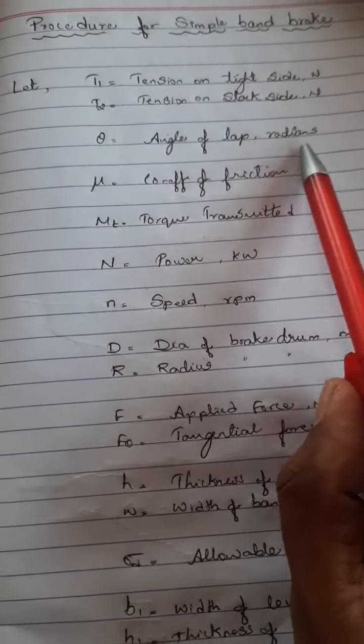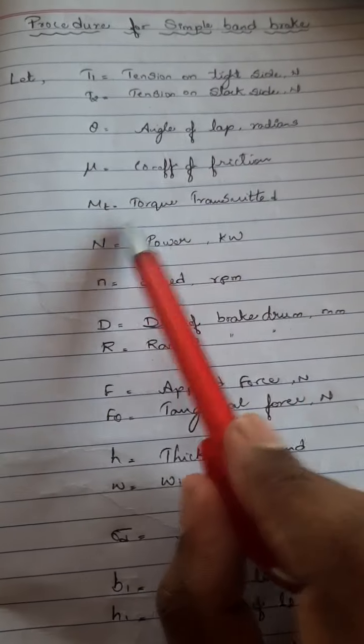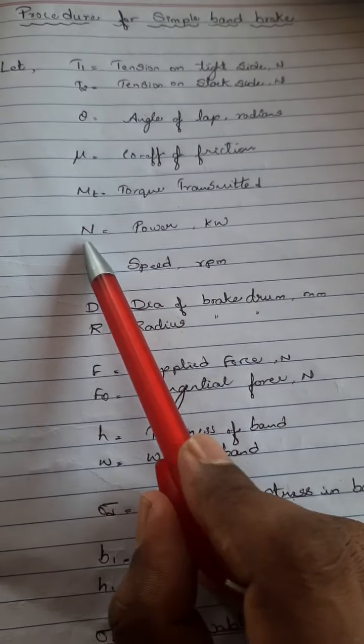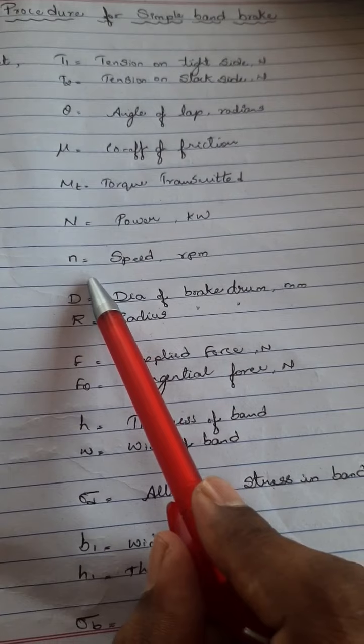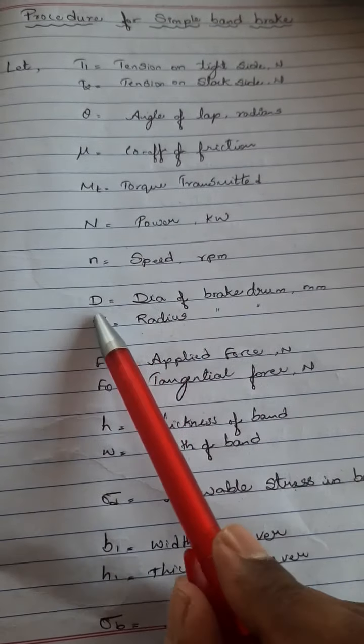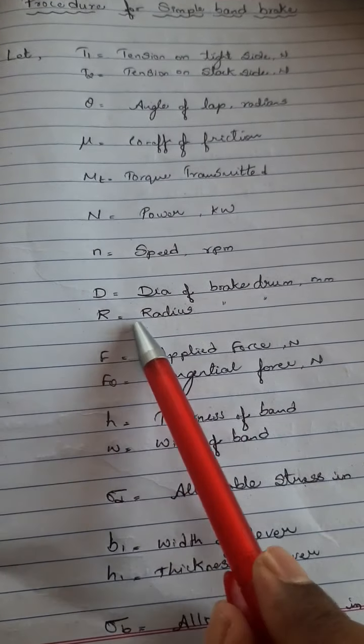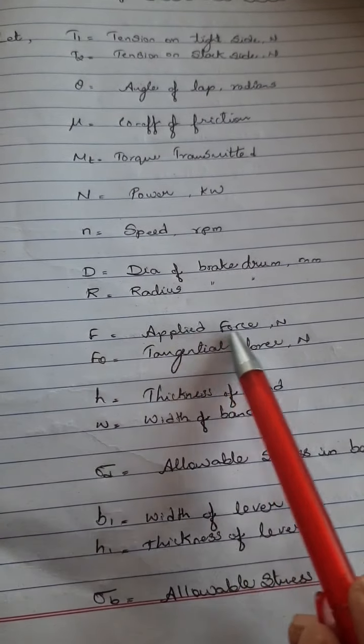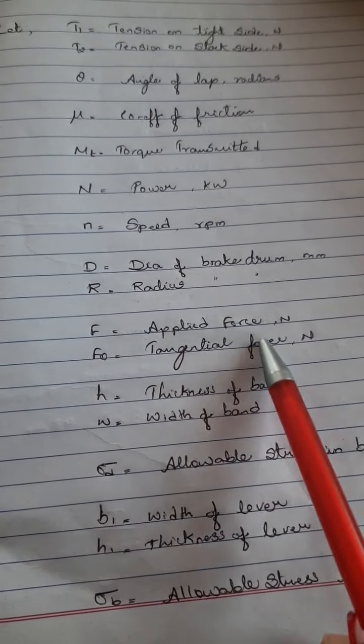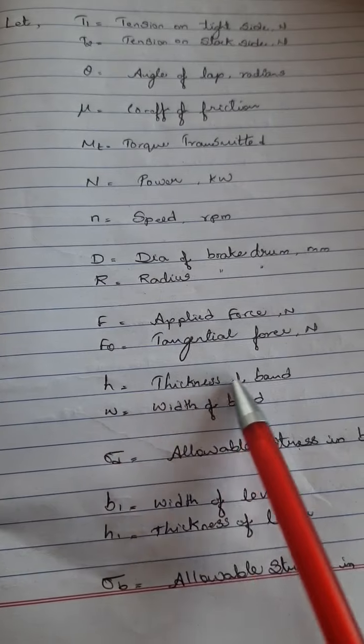Theta is the angle of lap in radians. Mu is the coefficient of friction. Mt is the torque transmitted. N is the power in kilowatts. Small n is speed in RPM. D is the diameter of the brake drum. R is the radius of the brake drum. F is the applied force. F theta is the tangential force in newtons. H is the thickness of the band.